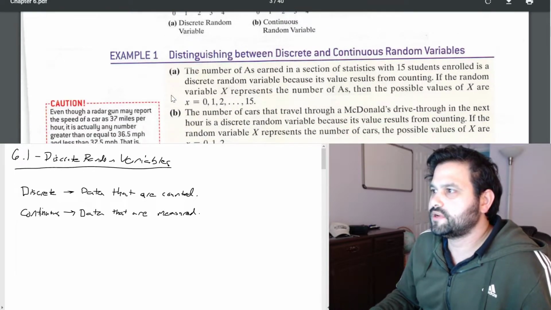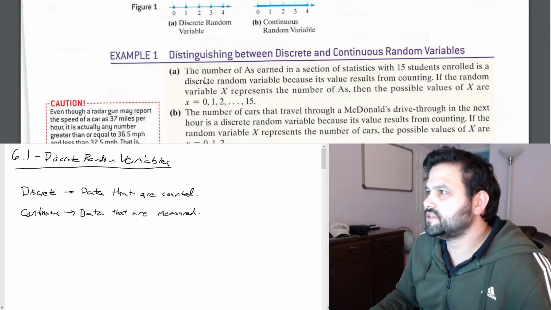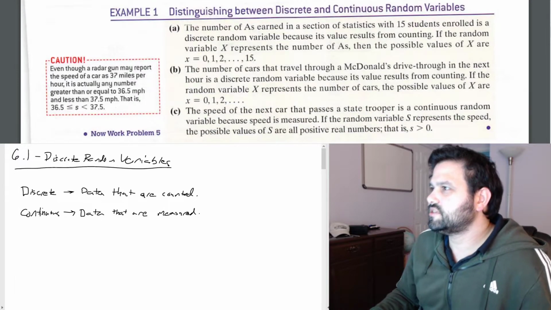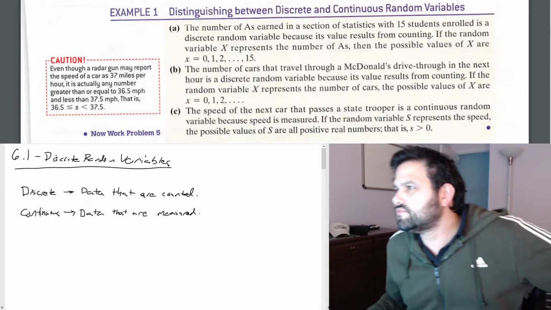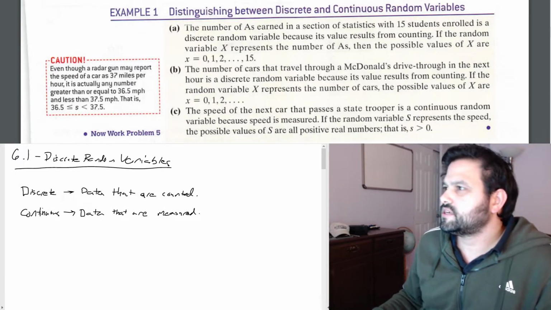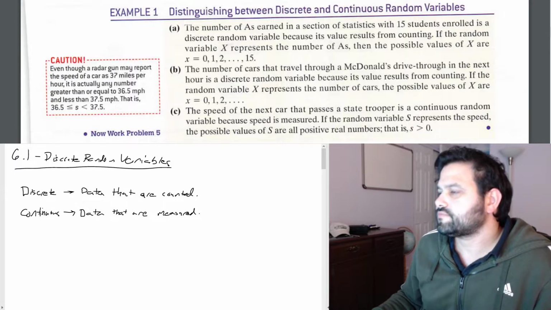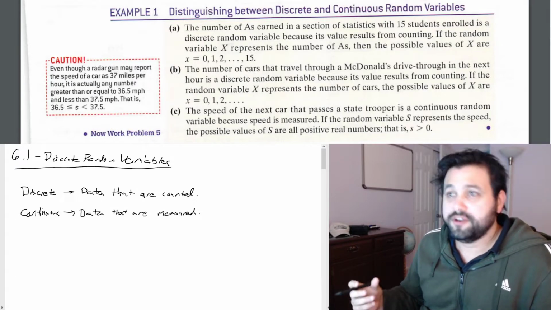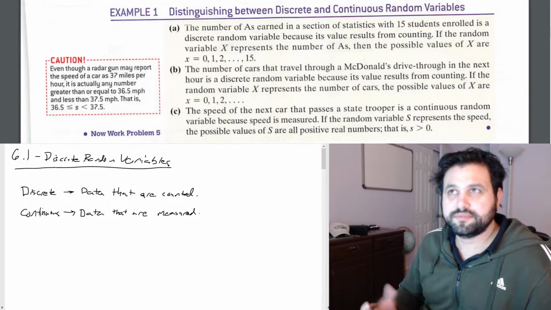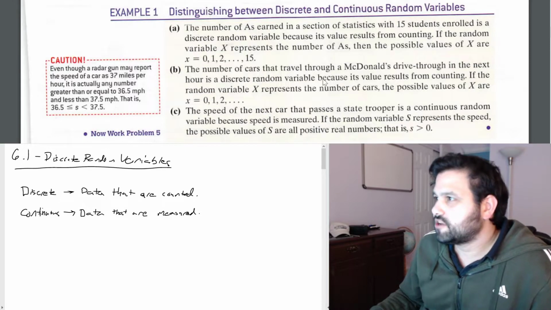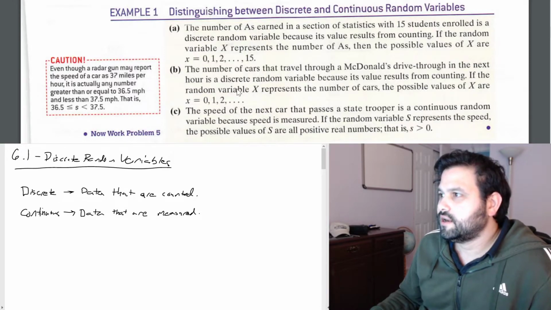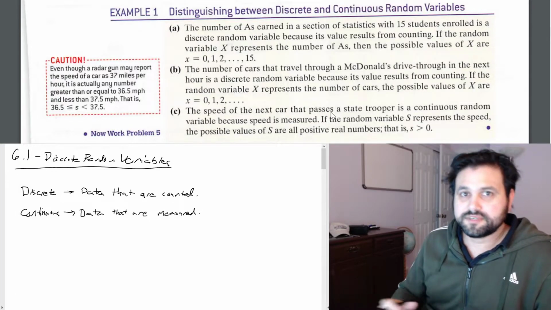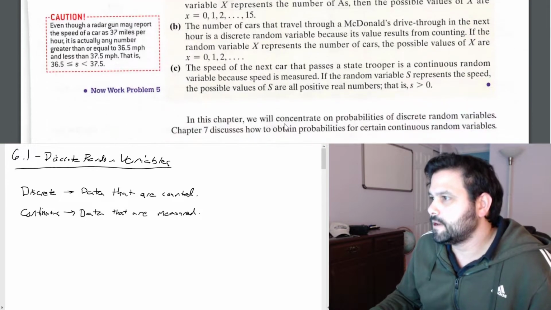Example 1, let's just make sure we remember how to distinguish between these things. So let's take a look. The number of A's earned in a section of statistics with 15 students enrolled is a discrete random variable because its value results from counting, right? Usually if it talks about the number of something, that's a giveaway that it's discrete because you have to count that. So the number of cars going through McDonald's, yeah, that would be discrete. But the speed of a car traveling by a state trooper, that's going to be continuous because that would have to be measured. Okay, good.